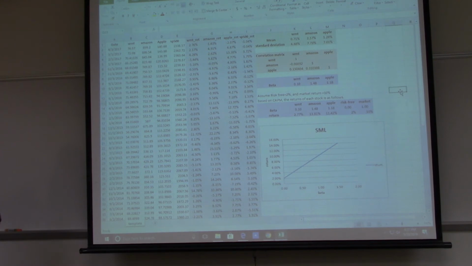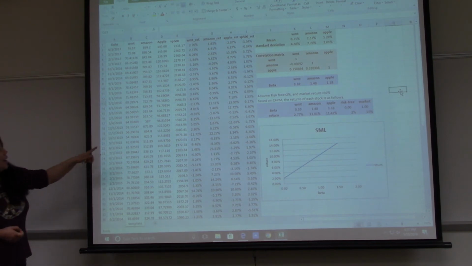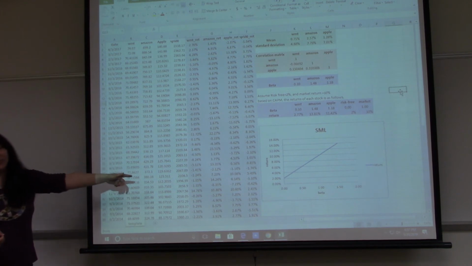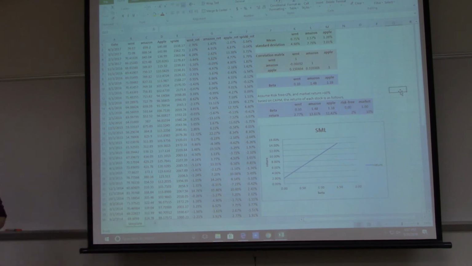Make sense? Now let's look at the stock prices of Walmart, Amazon, Apple, because these three are typical stocks that investors will choose. And S&P 500, you guys know what S&P 500 is? How many stocks in S&P 500? 500 stocks. What are they?